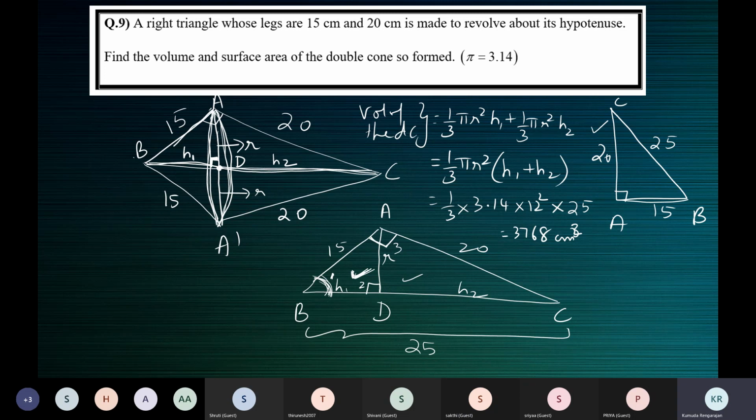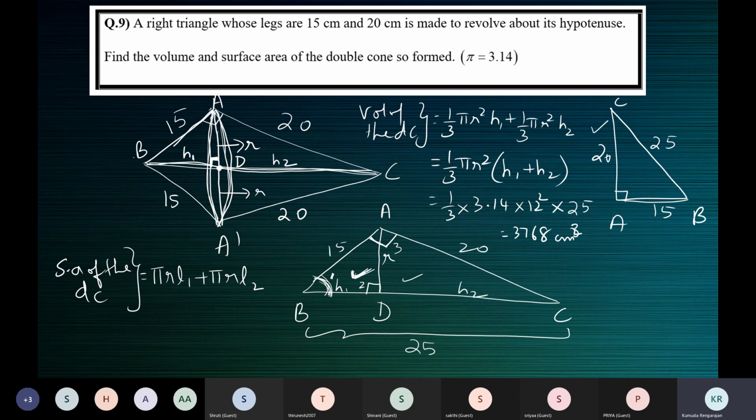You will paint the CSA of the small cone and the CSA of the large cone. The two cones are stuck to each other. Their circular portions are not visible. So you will be painting only the curved surface area of the small cone and the curved surface area of the big cone. So let us say surface area of the double cone is equal to, surface area is pi r l, so it will be pi r L1 plus pi r L2.